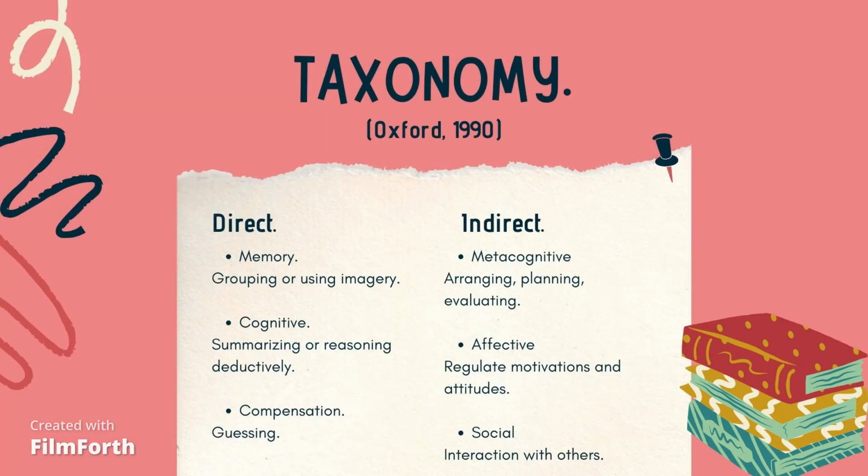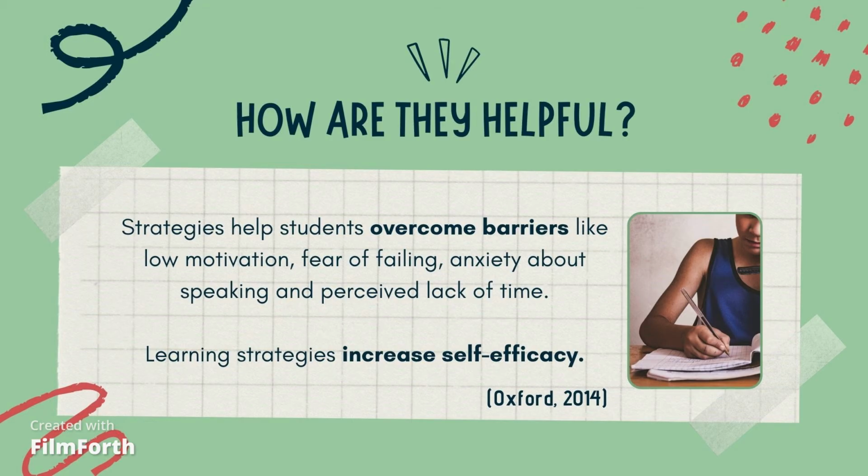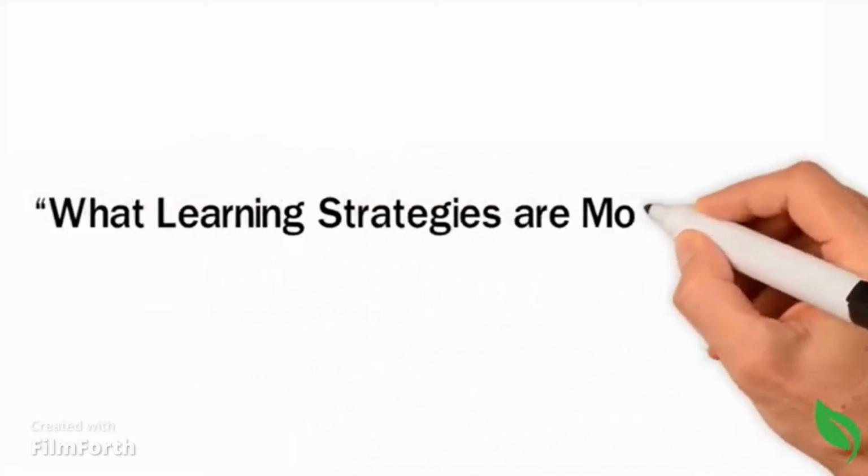So for today's strategies, we have memory, which most of the times consists on grouping or using imagery, like memoramas, cognitive, which consists of reasoning, and compensation, which most of the times consists of guessing or using synonyms. Strategies are especially important for language learners because they are tools for active, self-directed involvement, which is essential for developing communicative competence. What learning strategies are most helpful?